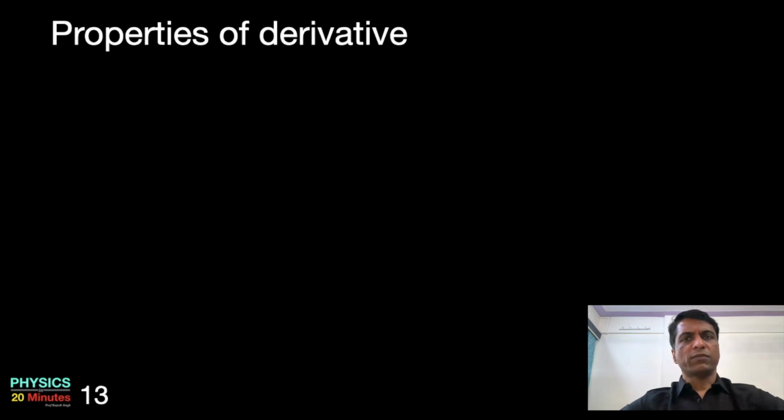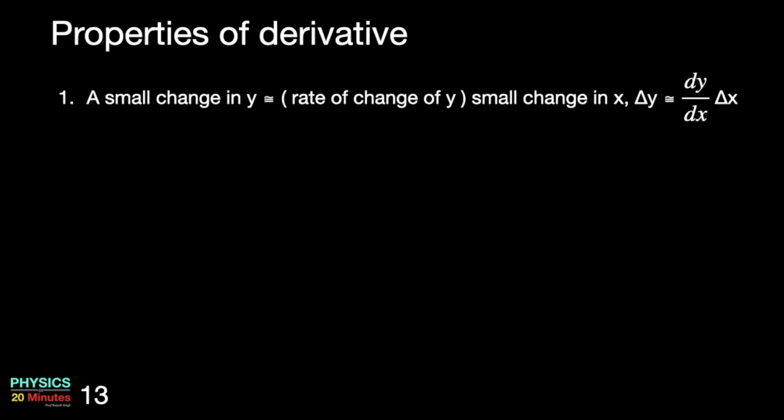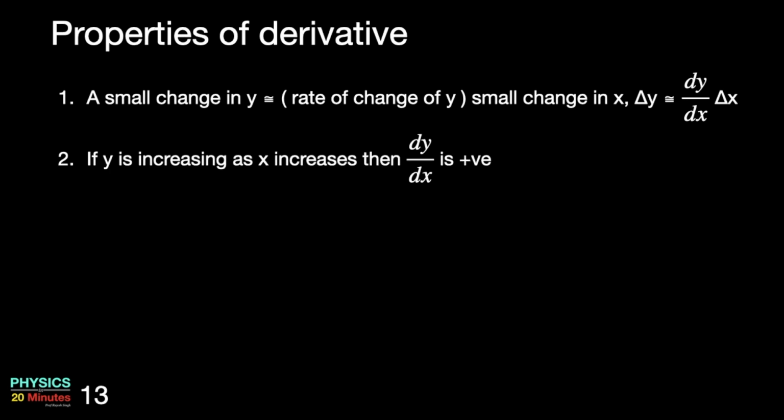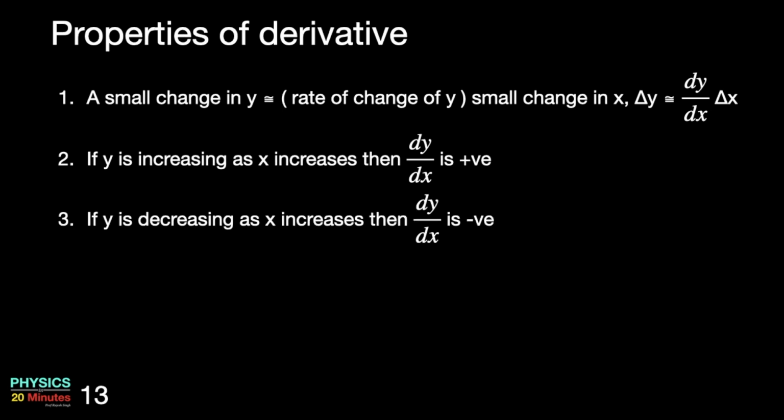What are the properties of derivatives? If you want to find a small change in y, that can be written as rate of change of y into small change in x. Delta y can approximately be equal to dy by dx into delta x. Here dy by dx is the rate of change of y with respect to x. If y is increasing as x increases, dy by dx is positive. If y is decreasing as x increases, then dy by dx is negative.